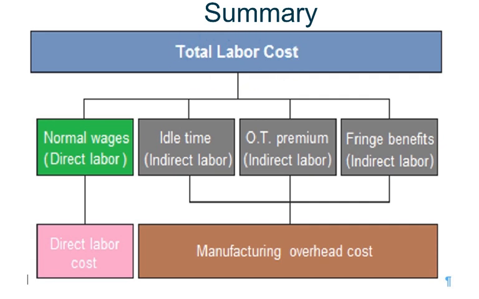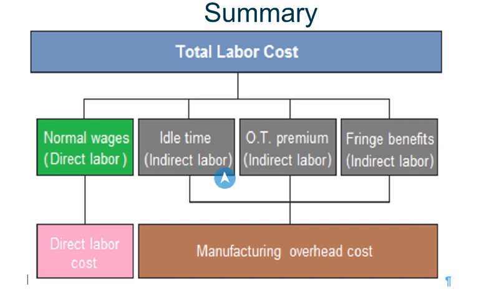This is only to give you a summary of total labor cost. Total labor cost will consist of normal wages. There can be idle time. There can be an overtime premium. We did overtime premiums in the lesson that dealt with time-based pay, and then also some fringe benefits. Fringe benefits are these allowances. Now, normal wages is a direct labor, so that will be direct labor cost.